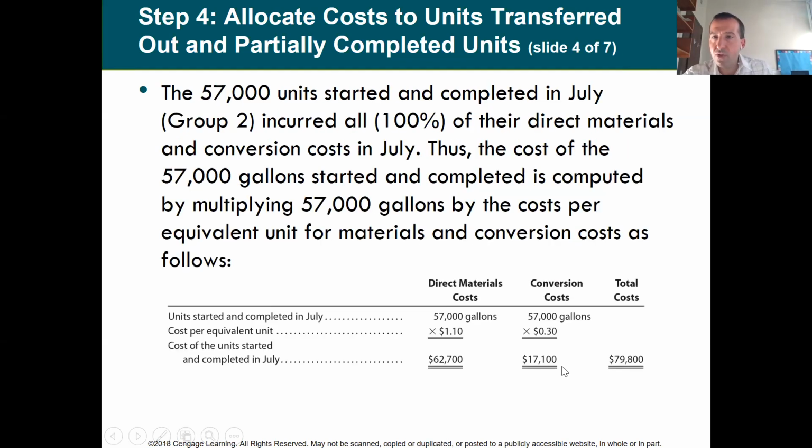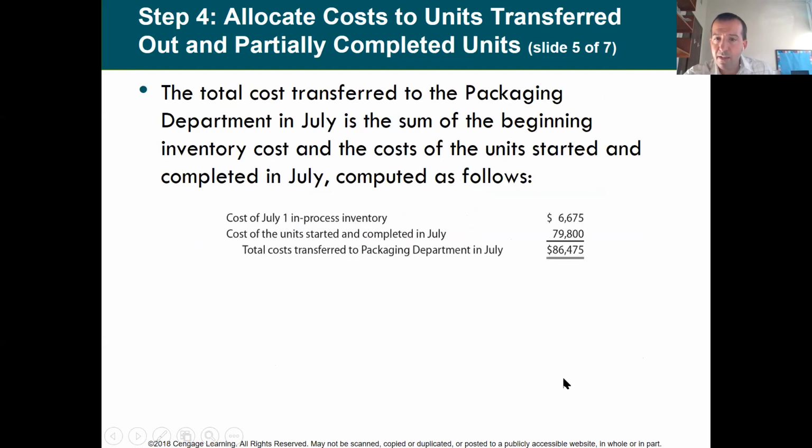These costs have been transferred. So the beginning balance plus the units started and completed in July will get transferred out. So 86,475 is going to be transferred to my next step in the process. In this example, the mixing was step 1 in the process, and packaging will be step 2. So packaging will get $86,475 of cost in July.